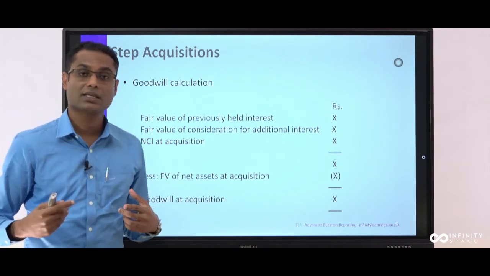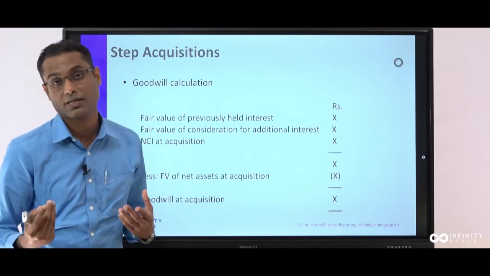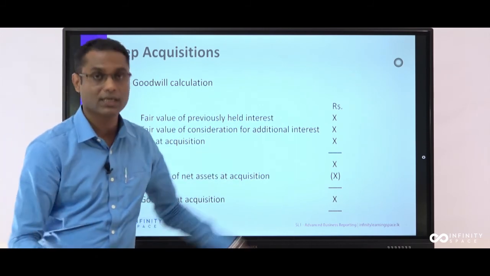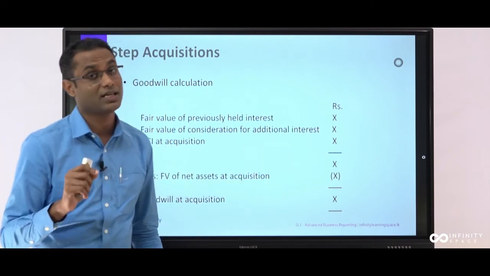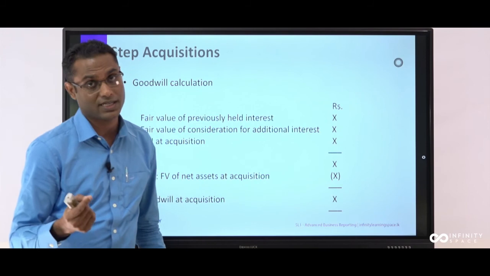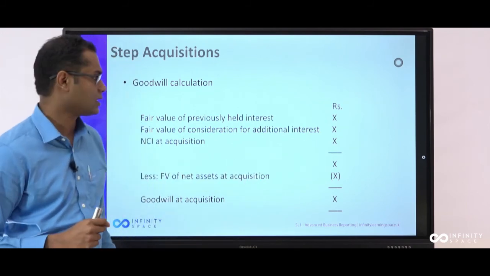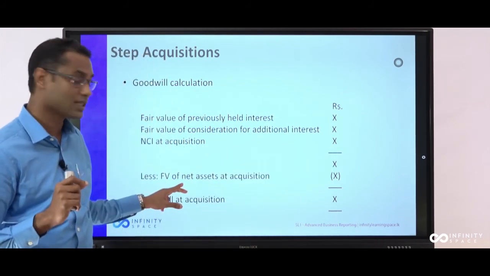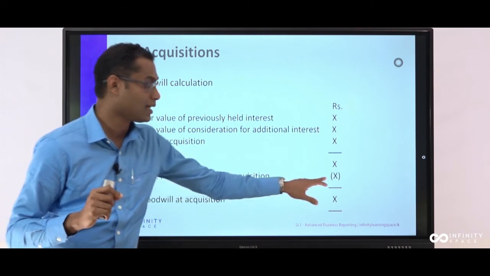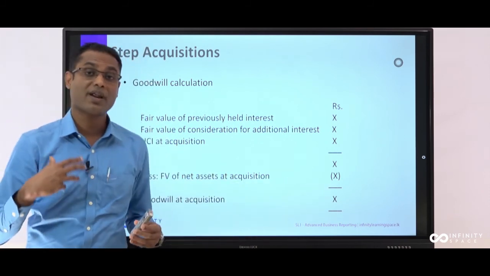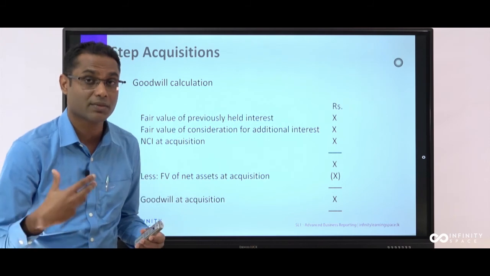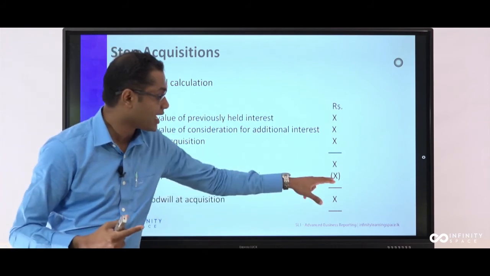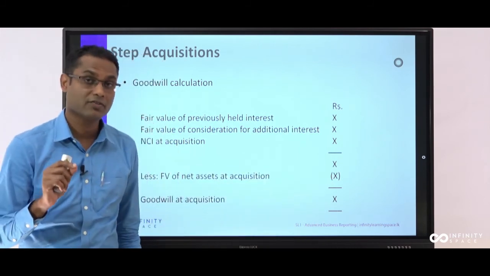The NCI can be measured either by using the fair value method or the proportionate net asset method. You have to always follow the examiner's instructions. In this question, your pilot paper question, it is measured by using the fair value. So you need to take the fair value of NCI, or on the proportionate net asset basis, the proportionate value of the NCI. You take the total, and out of that total you deduct the fair value of net assets at acquisition. So at the date where you apply the acquisition accounting, in our example 30th September 2019, what is the fair value of the subsidiary's net assets? You deduct that and you derive the goodwill figure at the date of acquisition.